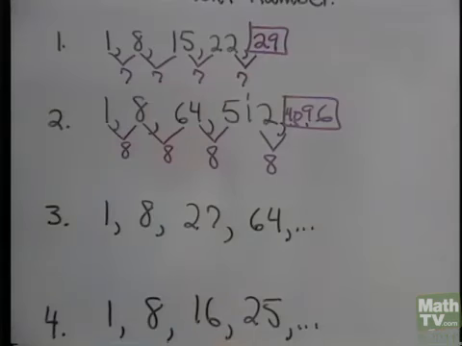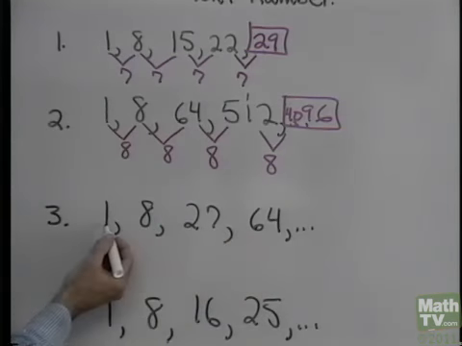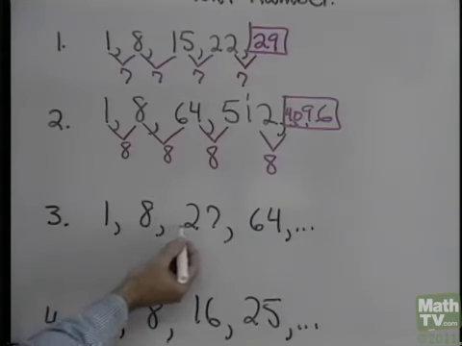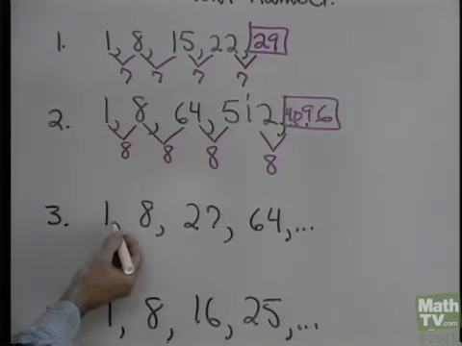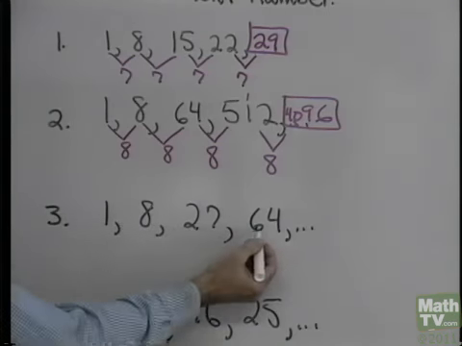Our next one, 1, 8, 27, 64. If I add 7, I get this. If I add 7, I don't get this. Multiply by 8, I get that. Multiply by 8 again, I don't get that. So I'm going to have to look for something else.